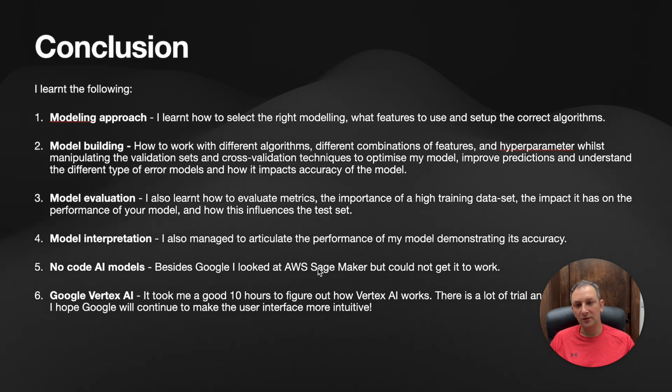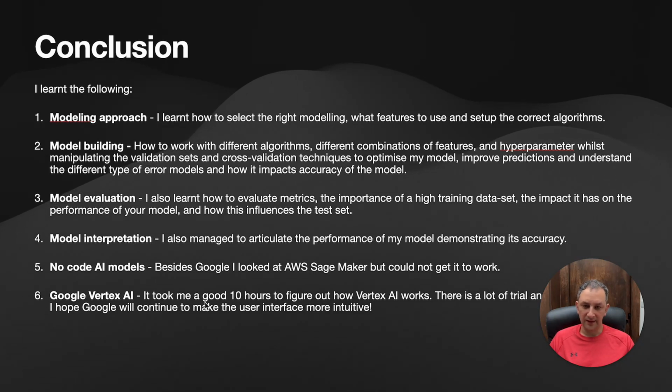So besides Google Vertex, I also looked at AWS SageMaker, and I just couldn't get it to work. It seems to require a high level of proficiency around DevOps. With Google Vertex, just for anyone else doing the course, it is very good, but it took me a good 10 hours just to figure out how it works. There's a lot of trial and error, so don't give up. Put in those late nights, and I hope that Google will continue to make the model more intuitive.